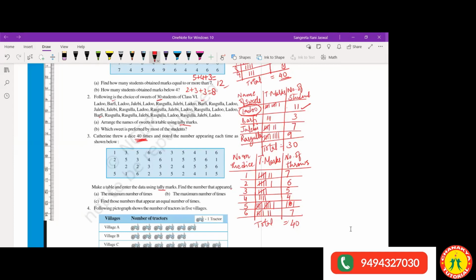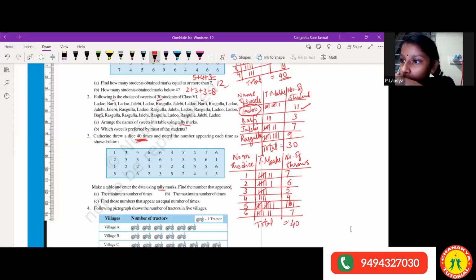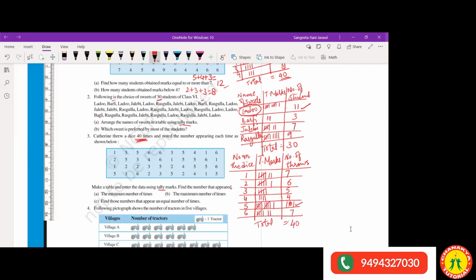The minimum number of times, what is this? Make a table and enter the data as tally marks. Find the number that appeared the maximum number of times. Now, which number has appeared the maximum number of times? Ma'am, 5. Yes, so that's 11. 11 times number 5 has occurred. So that's 5, the maximum number of times.